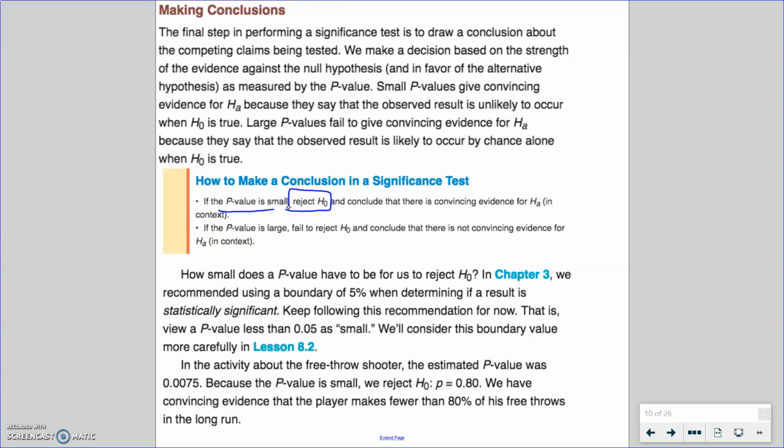We conclude that there is convincing evidence for the alternative. And I'll talk about what that means a little bit more as we continue, okay? If the p-value is large, we fail to reject the null.